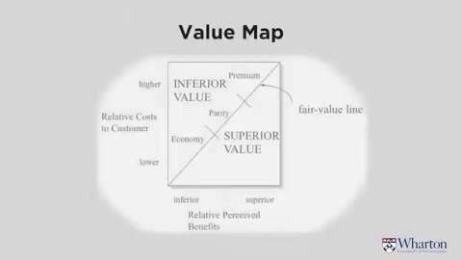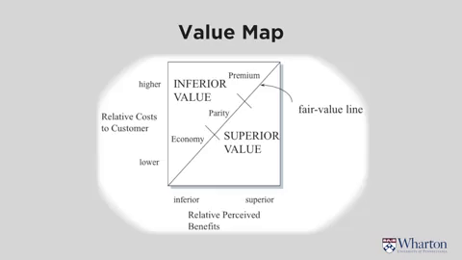So those are the assumptions. Now, before I show you the framework, I have to introduce one other concept. And this concept is what I'm going to call fair value. And what I have on the screen here is a value map. And you have on the vertical axis relative cost to the customer, and on the horizontal axis relative benefits. And what the map says is that if you offer more benefits, customers are willing to pay a higher price.